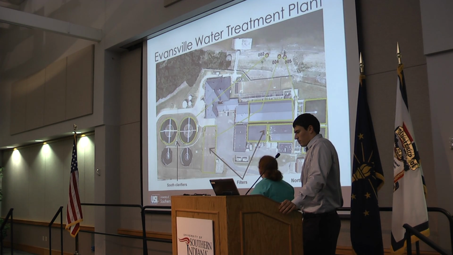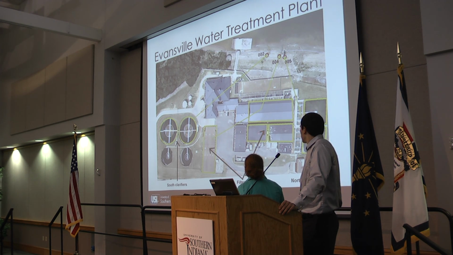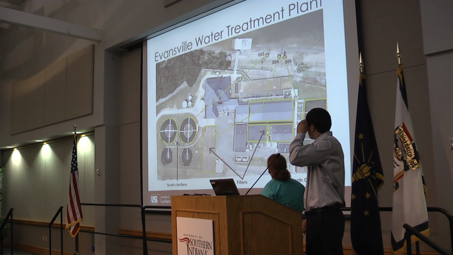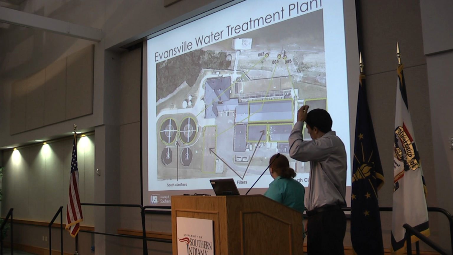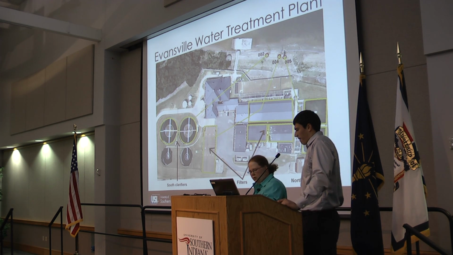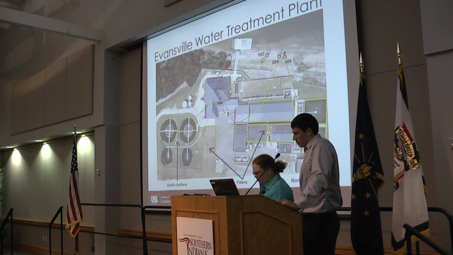This is an aerial picture of the plant. You can see here are the south clarifiers, this is the north clarifiers, and the filter buildings. The green arrows show where each of the 3 waste streams discharge into the river. And right now, the plant produces in excess of 20,000 pounds per day of solids that goes directly into the river.